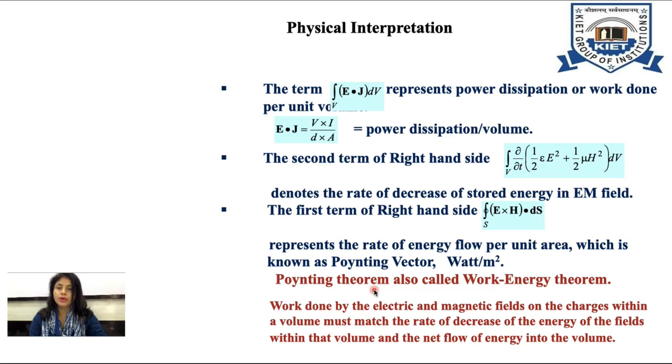The Poynting theorem is also called the work energy theorem because the work done by the electric and magnetic fields on the charges within a volume must match the rate of decrease of energy of the fields within the volume and the net flow of energy into the volume. This is the Poynting theorem.